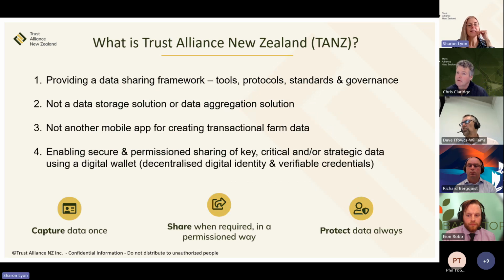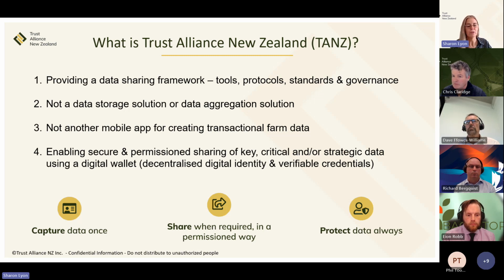And then we had to do a lot of explaining about what Trust Alliance is, because people were asking, are you another mobile app provider? Are you trying to do a data storage solution or aggregate data across farms, across the whole ecosystem? And really the bottom line is we were about enabling secure and permissioned sharing of key, critical, and or strategic data. So this is not a mechanism for all data sharing.